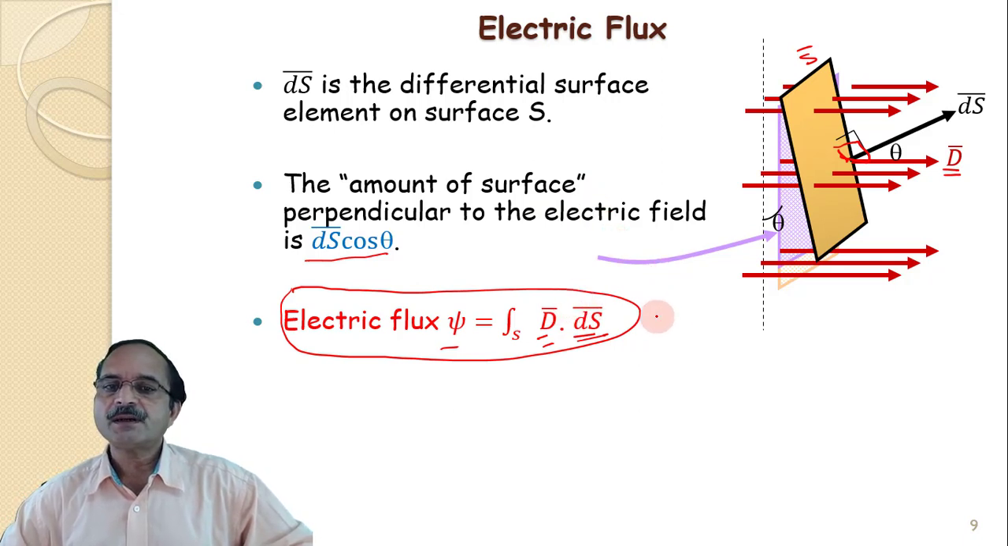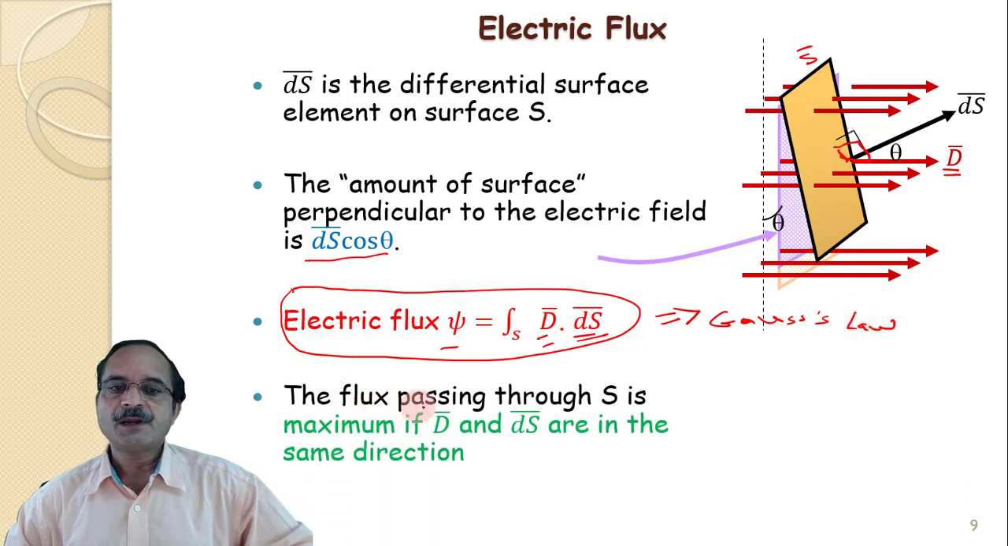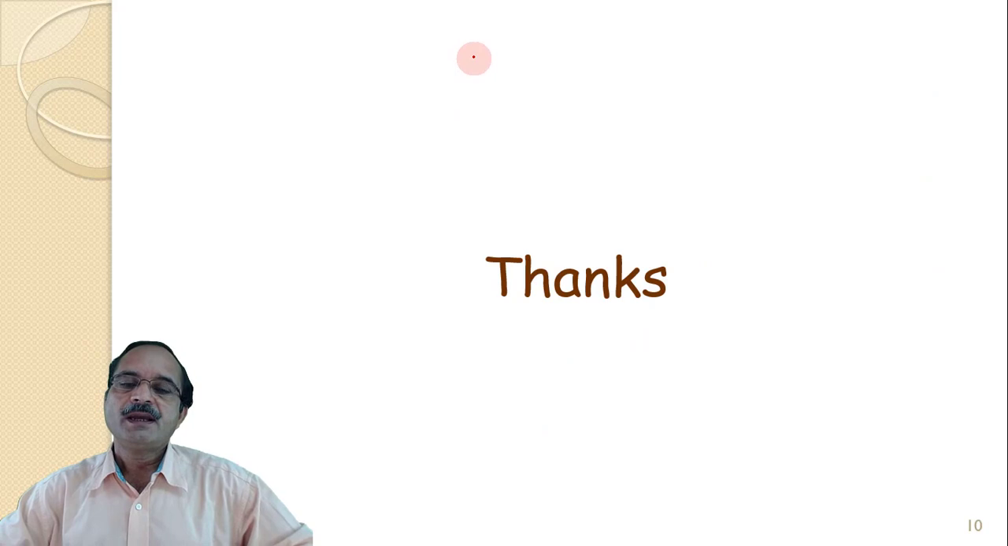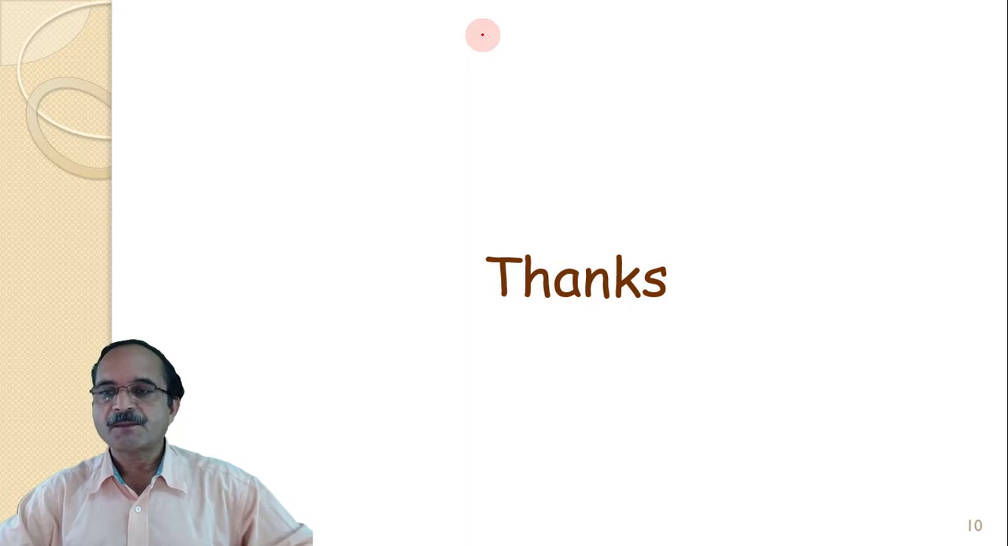So this concept is very useful in the case of Gauss law. In the next lecture, we will use this same concept for Gauss law. So the flux passing through surface S is maximum if D and ds are in the same direction. So this is the concept of electric flux density and how to find the electric flux passing through a given surface. That is what we have discussed in this video.